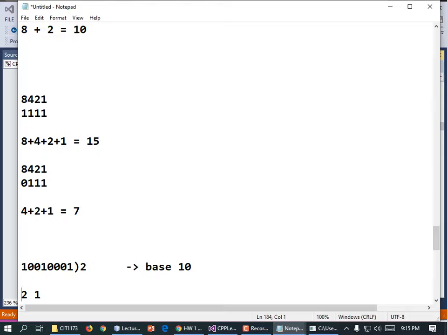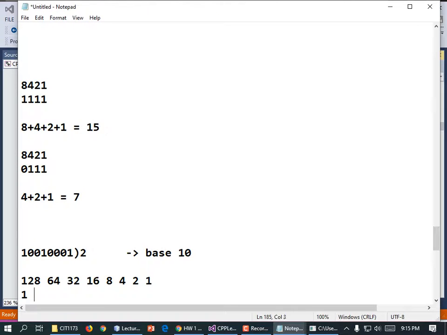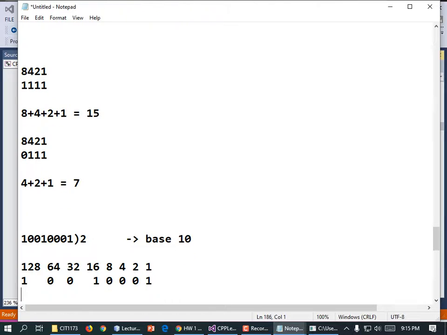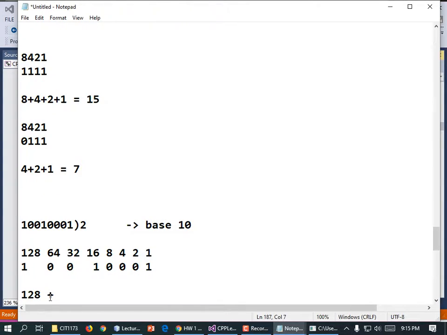1, 2, 4, 8, 16, 32, 64, 128. That's 8 different bits. So 1, 0, 0, 1, 0, 0, 0, 1. You saw where I got those. I just wrote that. Okay, so 1, 0, 0, 1, 0, 0, 0, 1 is what? 128 because of that. Plus no 64s, no 32s, 16. Plus no 8s, no 4s, no 2s, plus a 1.